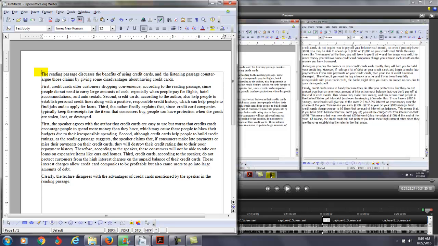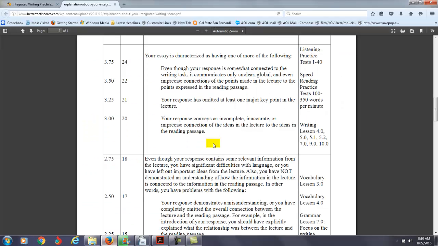and homes. Third, credit cards, according to the speaker, do not protect customers from the high interest charges on the unpaid balance of their credit cards. These interest charges allow credit card companies to be profitable, but also cause users to go into large amounts of debt. Clearly, the lecture disagrees with the advantages of credit cards mentioned by the speaker in the reading passage. Okay, now let's figure out your score.